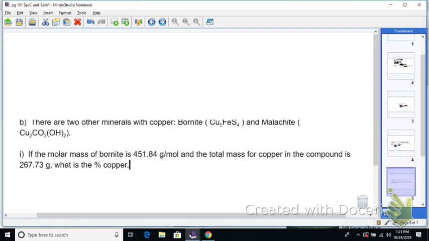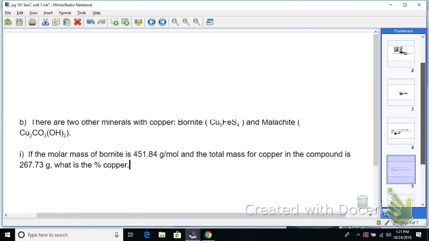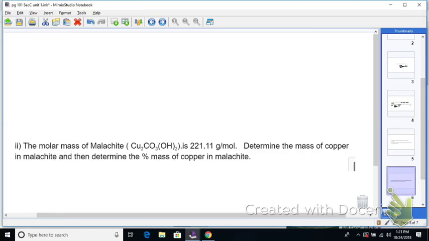So on this one, I copied that one twice. So on this one, what would I have to do to figure out my answer? I'd have to figure out the amount of copper, right? So the amount of copper, I've got 2 of them, so I'm going to take 2 times 63.55. And then that's going to go over the 221.